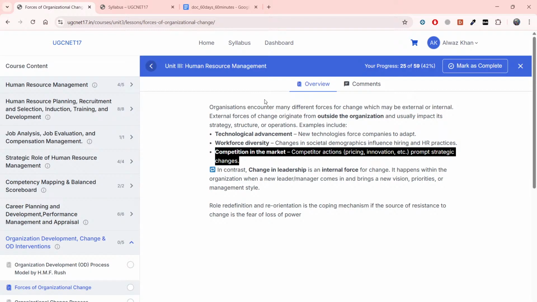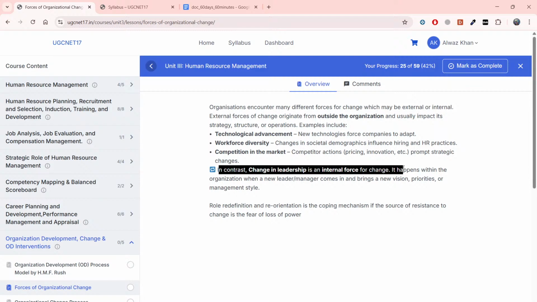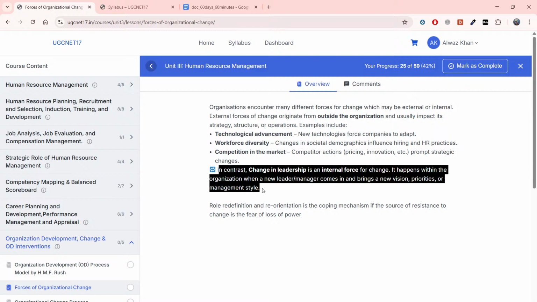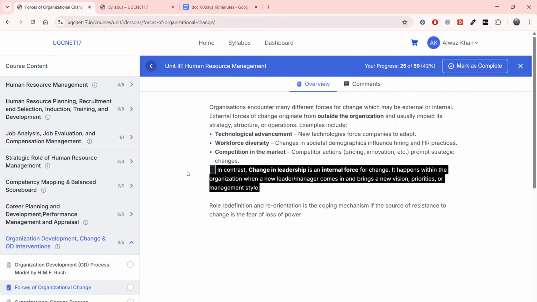Often organizations encounter many different forces for change, which may be external or internal. External forces of change originate from outside the organization and usually impact its strategy, structure, and operations. Examples include technological advancement, workforce diversity, competition in the market. In contrast, change in leadership is an internal force for change. It happens within the organization when a new leader or manager comes in and brings in a new vision, priorities, and management style.